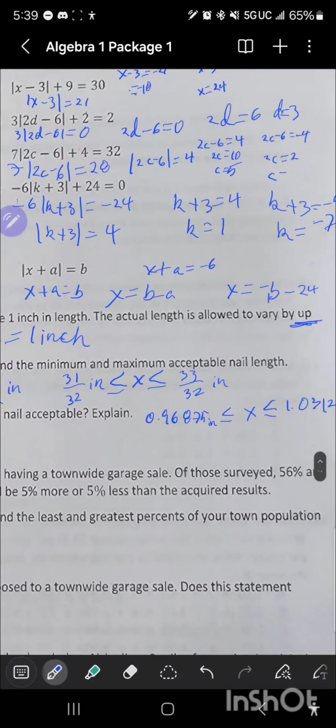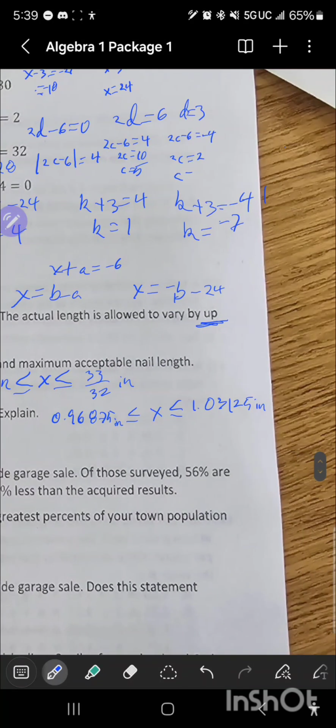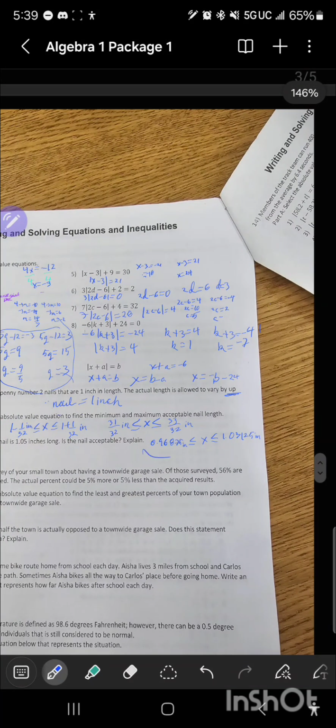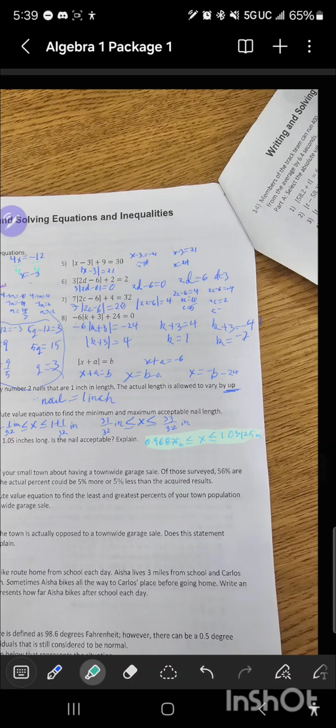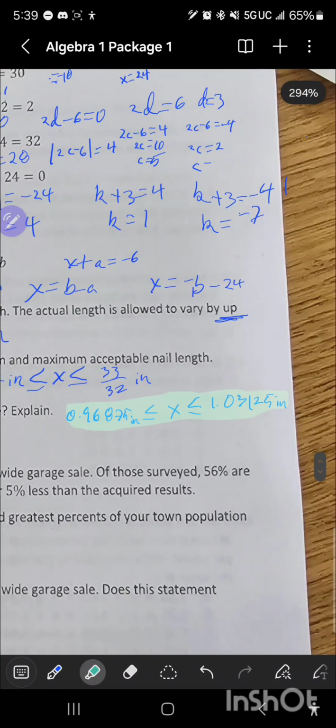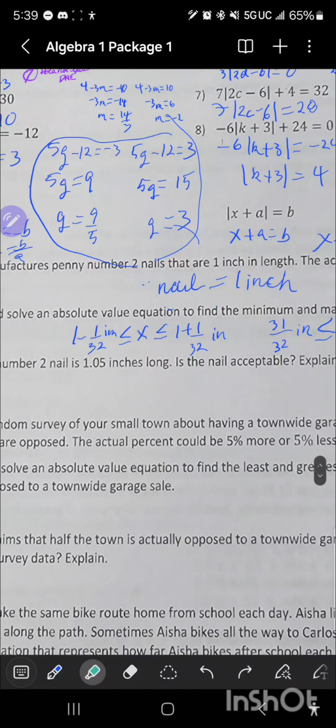Is the nail acceptable? Explain. As we can see here, we already calculated the maximum and minimum values, and we see that the maximum value is 1.03, and this is 1.05, which is greater than that.